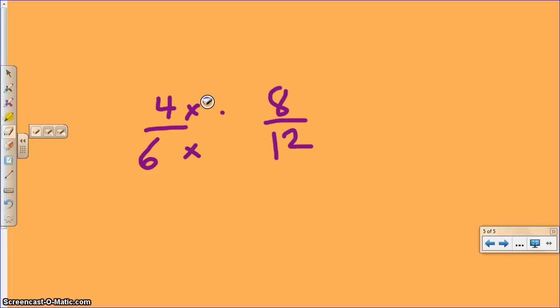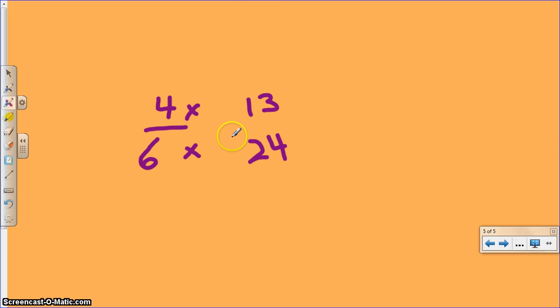Let me give you one more example. Let's say we want to figure out 13/24. Well, I can say 6 times what equals 24? I know that 6 times 4 equals 24. And 4 times 4 does not equal 13, it actually equals 16. So 16/24 would be my equivalent fraction, not 13/24.